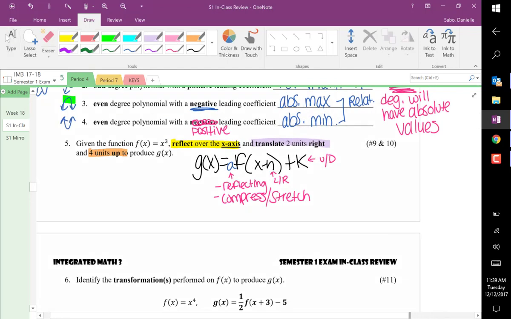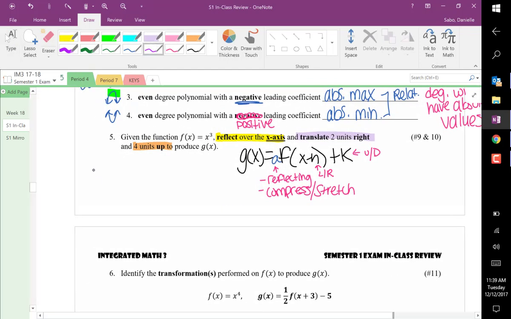So if we're talking about reflecting over the x-axis, now let's actually do the problem. g of x equals... which letter, a, h, or k, am I going to put a negative for? A, very good. And we're just filling it in as I go. If I'm going 2 units right, is that going to be the h or the k? H, good. So I'm going to have x minus 2, going right 2. Now if I'm going 4 units up, I'm just going to have plus 4 on the outside.